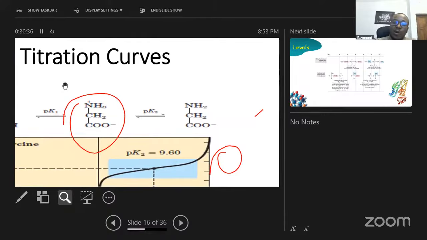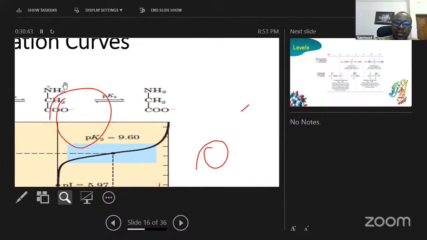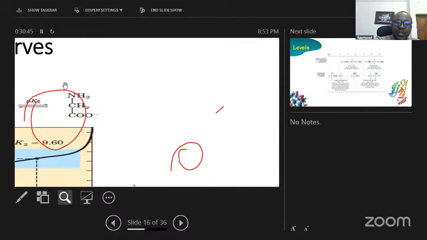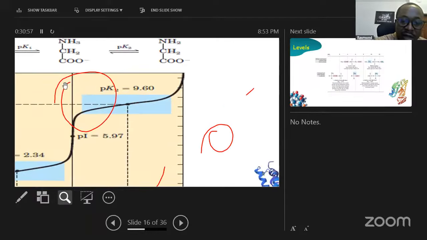But as you go up to the basic region, about 8 to 9, you can see that the amino acid has donated its hydrogen. Even the amino group has donated its hydrogen. The amino group becomes neutral, but the carboxylic group becomes negatively charged. So at that pH, we say the amino acid is negatively charged. There is an implication of this when they are present in the protein.